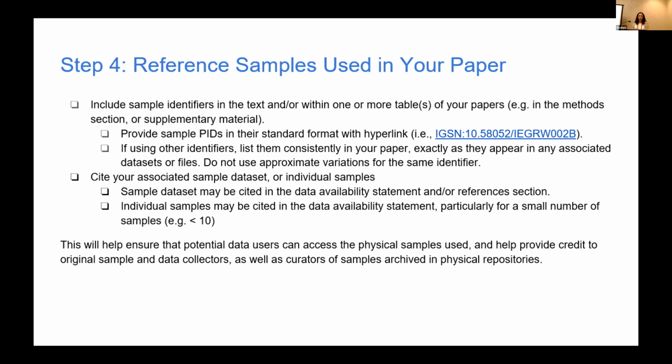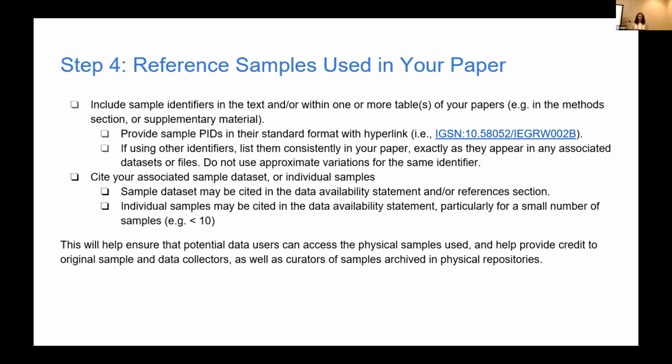And then finally, reference the samples used in your paper. So include sample identifiers in the text and or within one or more tables in your paper, such as in the methods section or supplementary material, which could still be problematic. So if you have any recommendations there, put it in the form or let us know. And so we want to provide the sample PIDs in their standard format with hyperlink, and we provide examples in the guidance. And here there's an example of an IGSN in its standard format with a hyperlink here.